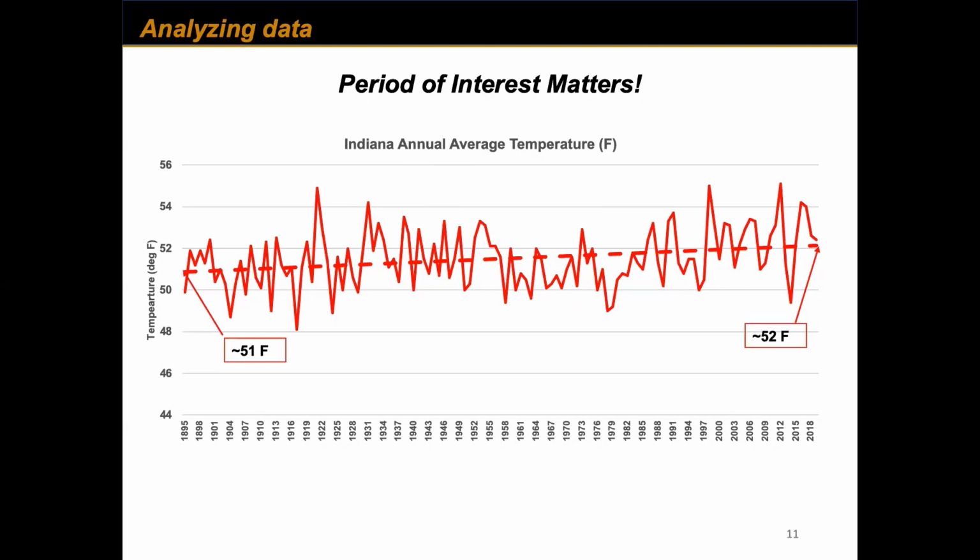The last thing I want to talk about is the period from which a trend line is drawn. Using the same time series, this linear trend line is accounting for that entire 125-year period of record. And this is totally okay. It's all about the question we're trying to ask. In this case, the question might be, how much has the annually average temperature changed since 1895 in Indiana? By looking at the start and end point, we can estimate that this is about 1 degree Fahrenheit.